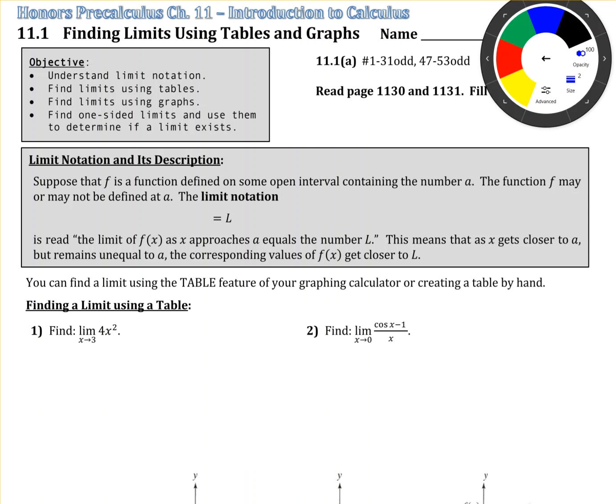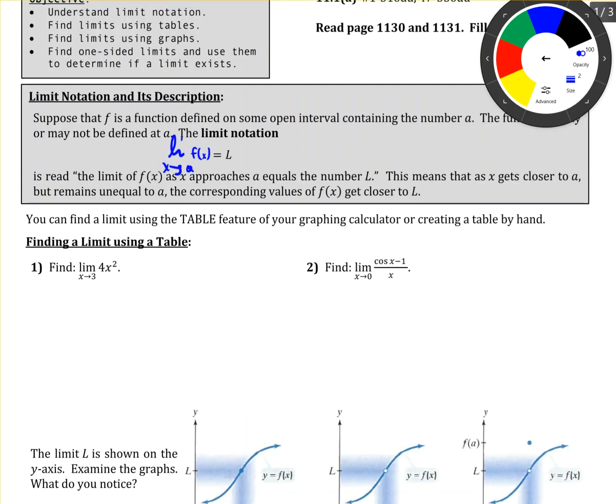So limits are kind of the first idea of that. Suppose that f is a function defined on some open interval containing the number a. The function f may or may not be defined at a. The limit notation, limit as x approaches a of f of x equals L, is just saying as x gets closer and closer to a, f of x gets closer and closer to L. It doesn't actually ever have to hit it, but it just has to get closer and closer. So just real quickly, let's do it using a table.